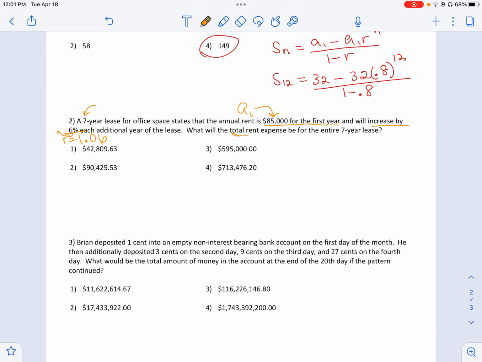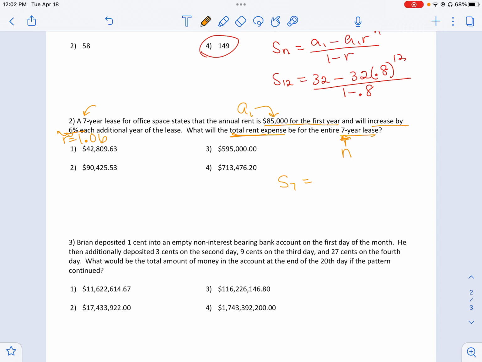And they want to know, what will the total rent expense be for a 7-year lease? So that means we want to know if we take the amount that the lease is for each of the 7 years, so that's our n equals 7, and then add those numbers up. So instead of having to generate that list, we could just use the summation formula. We can find what the rent is the first year they gave us, take 6% added on, get the next year's rent total, and get all those numbers for 7 years, add them together. Or the power of this formula, I'm just going to copy from the previous one.